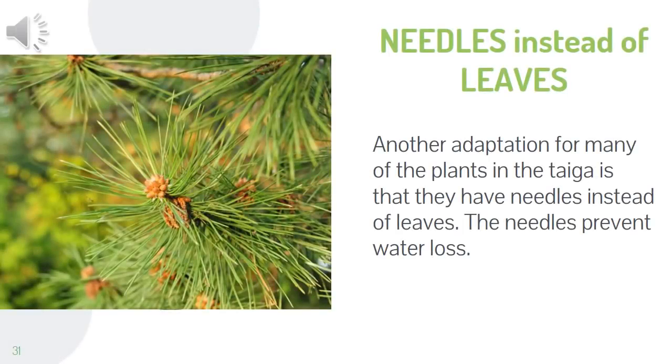Another adaptation for many of the plants in the taiga is that they have needles instead of leaves. The needles prevent water loss. So just like our plants in the grasslands that had narrow leaves, now we're moving to where they don't even actually have real leaves, they have needles instead of leaves. The needles serve the same purpose as the leaf. They're able to collect sunlight for the process of photosynthesis. They're just extremely narrow, so they're not going to lose water like they would if they were a larger leaf.